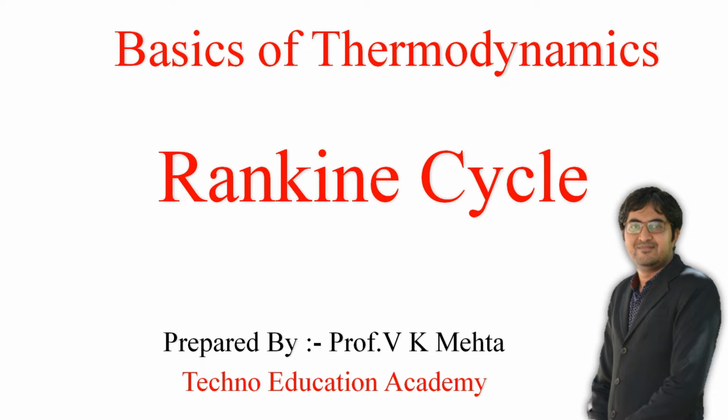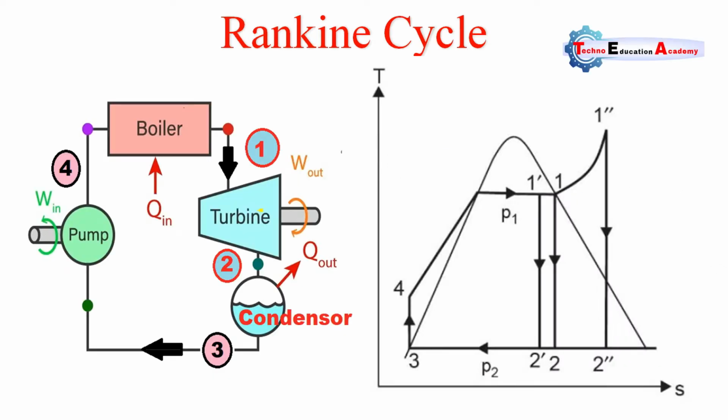In this video lecture, we will derive the equation of efficiency for Rankine cycle. First of all, what is the application of Rankine cycle? Thermal power plant, it will work on Rankine cycle. Thermal power plant means it is a coal-based power plant in which we are using coal as a fuel. In India, most of the power plants are thermal power plants and they work on the Rankine cycle.